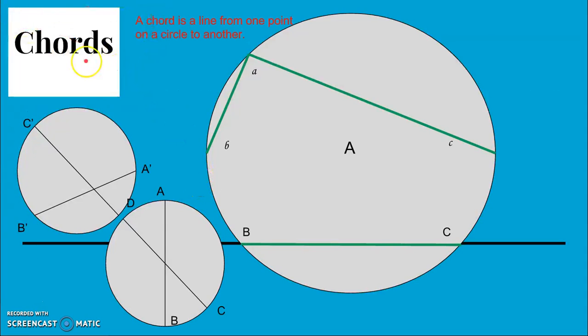A chord is a line from one point on a circle to another. So right now I have a whole bunch of different chords just drawn on here, right? So let's just start with this one. This is a very prime example of a chord. It goes straight across the circle here, right? From point B on the circle to point C on the circle.